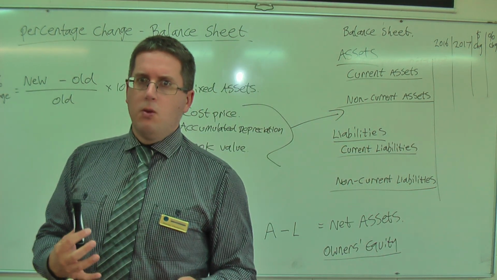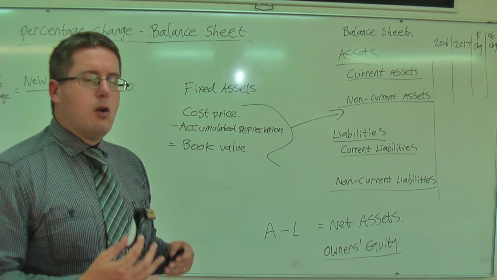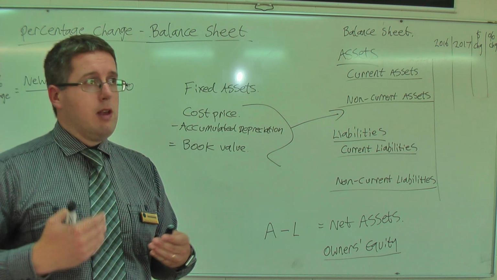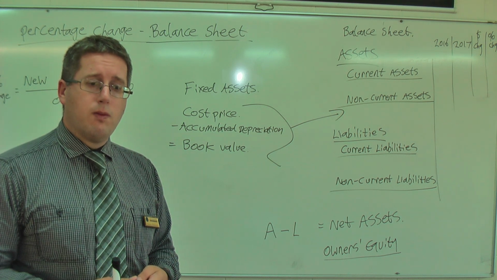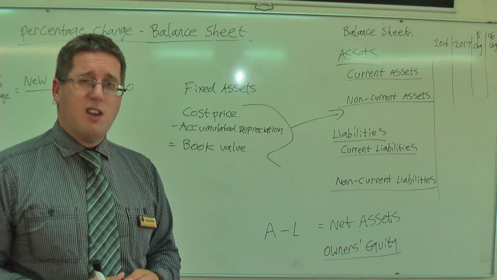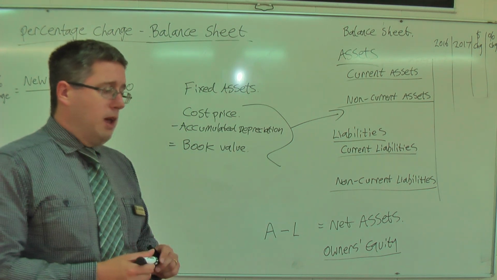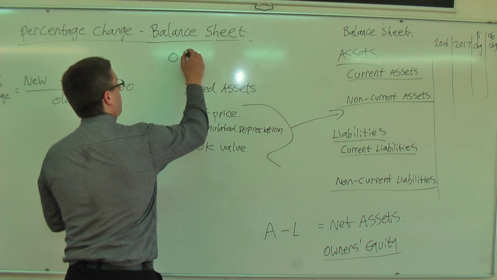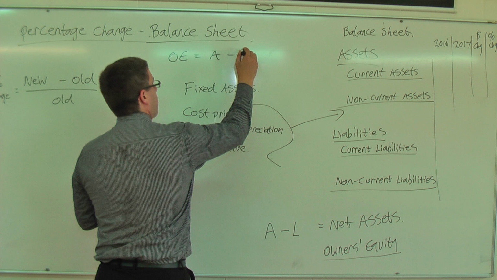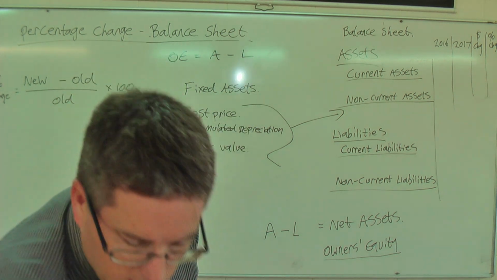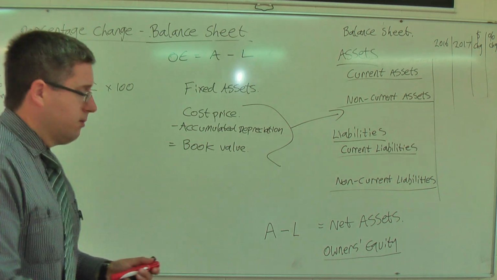What would be favourable for each item? What is a favourable change in assets? Assets going up generally is a good thing. What about owner's equity? Well, owner's equity is the same. Because it comes back to this equation. Now, this is the equation of the balance sheet.